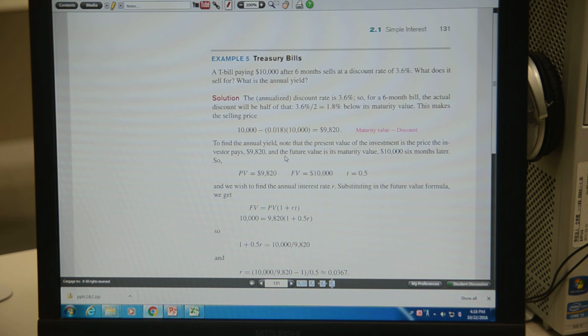So the present value PV is 9,820, that's how much we pay. The future value is 10,000, and T is 1/2. And what are we going to solve for? R. That's the only thing left unknown, and that's going to be the interest rate that we're actually getting. And it's not 3.6%, it's going to be more than that. We're actually getting more than that. So we put it all in there, solve for R, and get R as this number, which is what we expected. That is, we expect that it's going to be more than 3.6%. Okay, so what is this called?